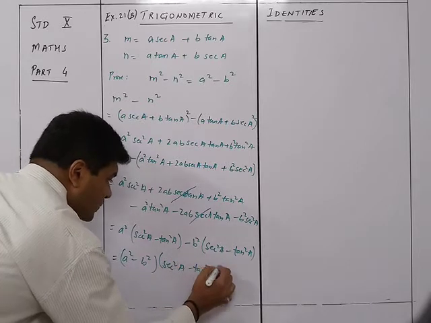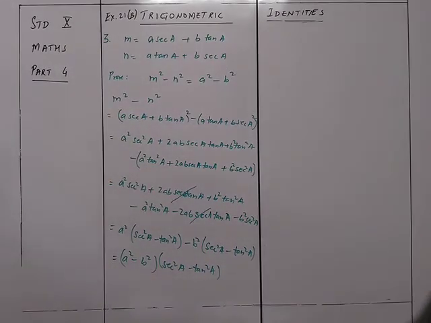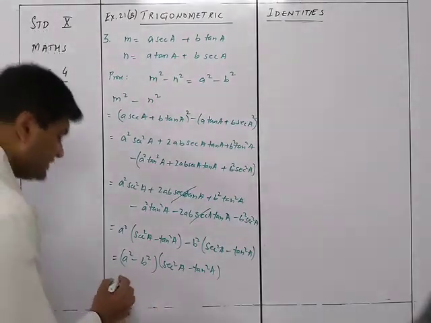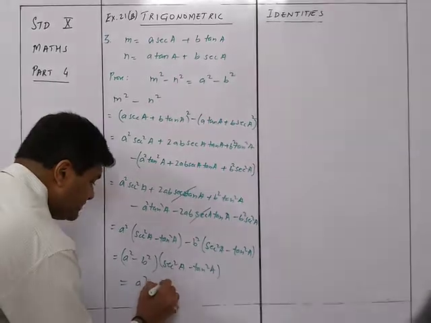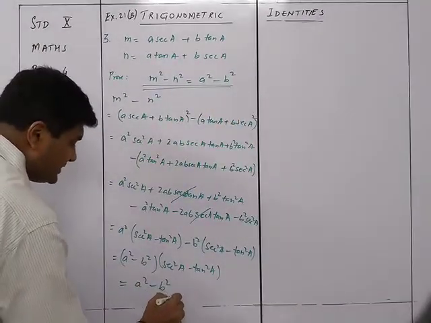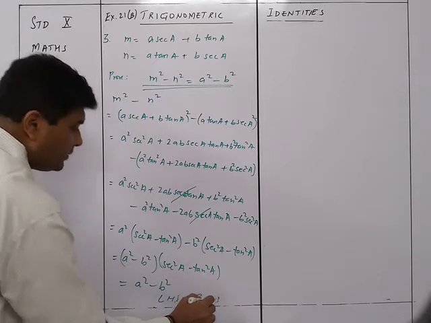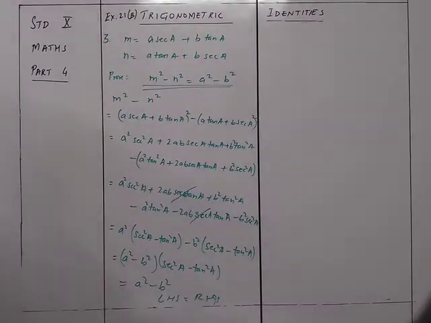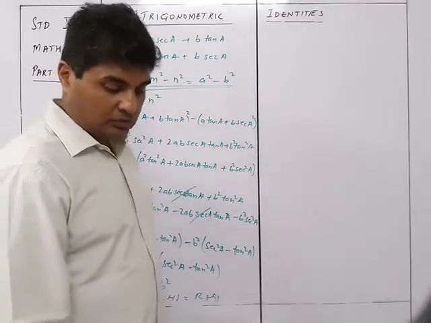Now we know that sec square A minus tan square A is 1 by the identity. So this is nothing but A square minus B square, which was required. So that's why LHS is equal to right hand side. Got it? Sum number 3.